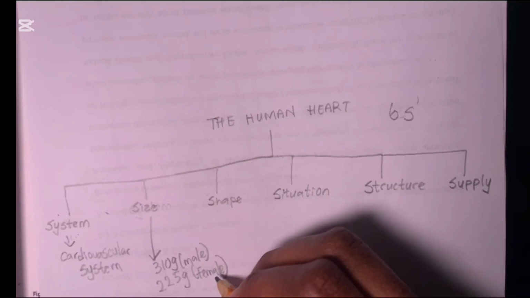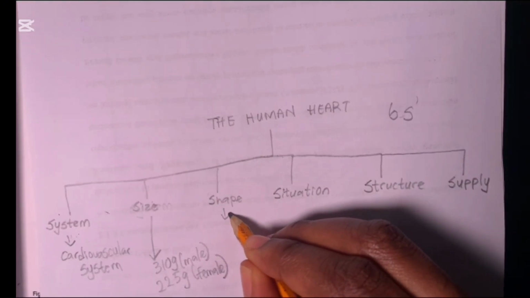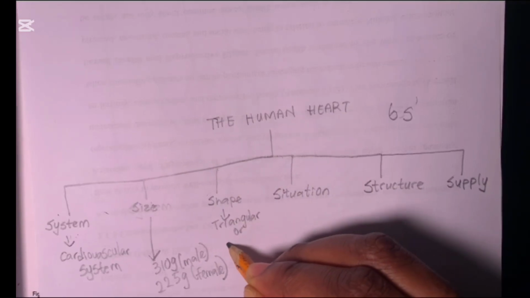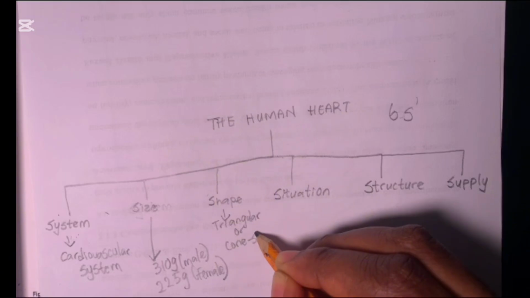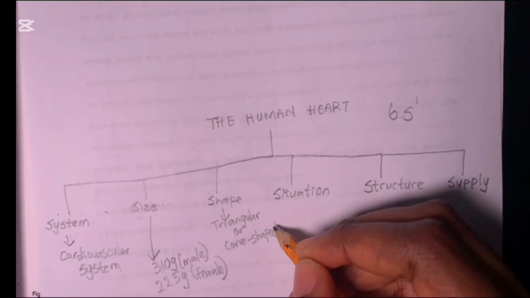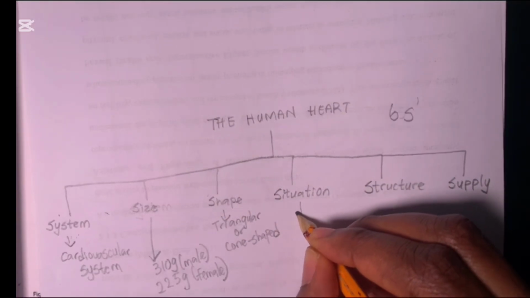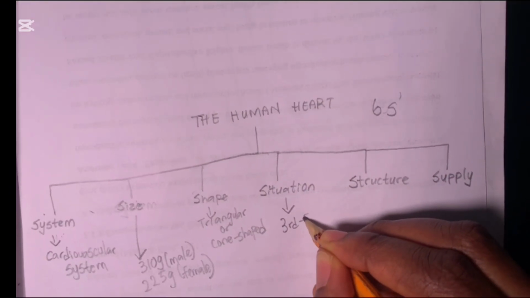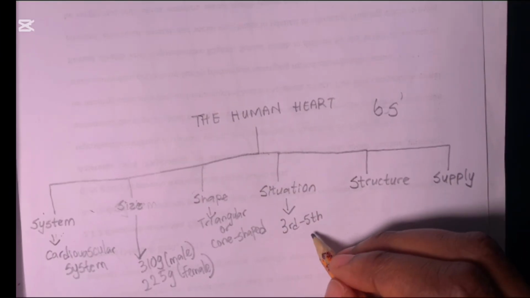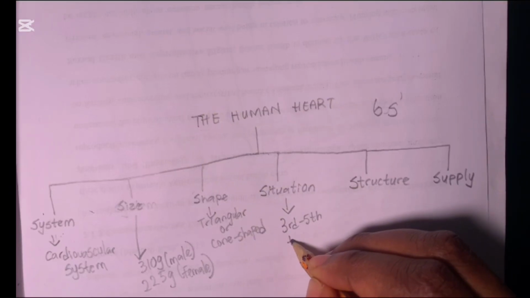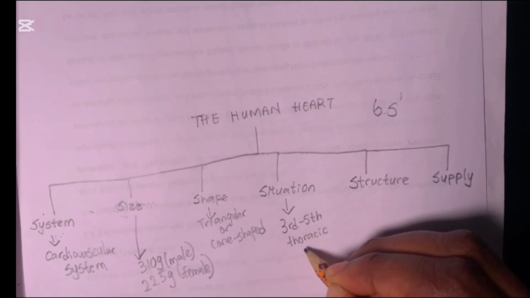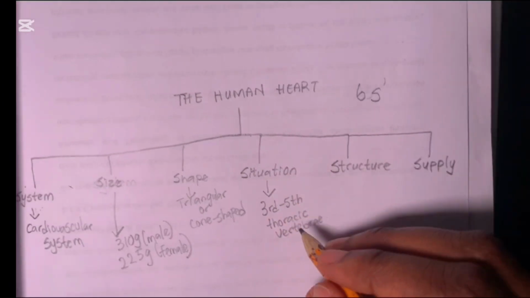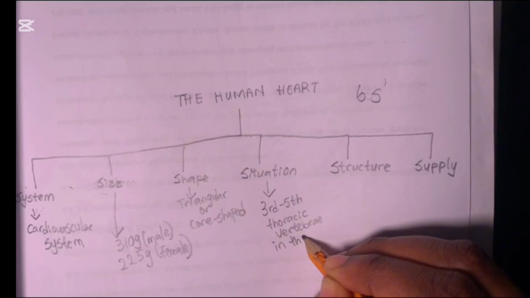Now, what is the shape of the human heart? The shape of the human heart is triangular or cone shaped. So what is the situation of the human heart? That is where it's located. It is lying in the 3rd to 5th thoracic vertebrae in the mediastinum. And I'm sure we know what is the mediastinum.